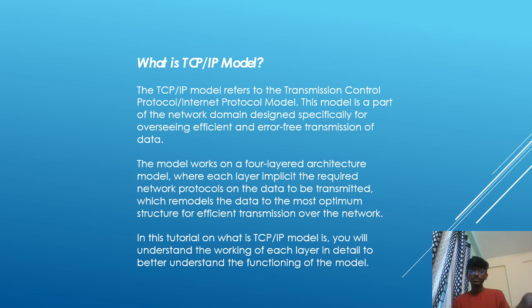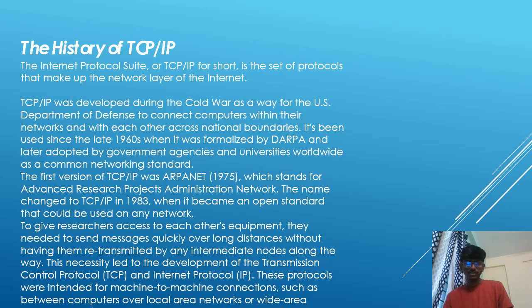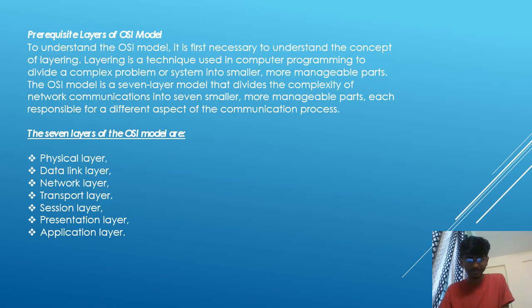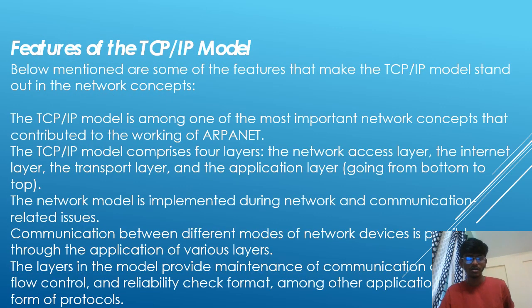What is TCP? The TCP model refers to the Transmission Control Protocol/Internet Protocol model. This model is a part of the network domain designed specifically for overseeing efficient error-free transmission of data. The history of TCP is given below. The Internet Protocol, the set of protocols that make up the network layer of the Internet, is described here. The seven layers of the OSI model are physical layer, data link layer, network layer, transport layer, session layer, presentation layer, and application layer. These are the seven layers of the OSI model.